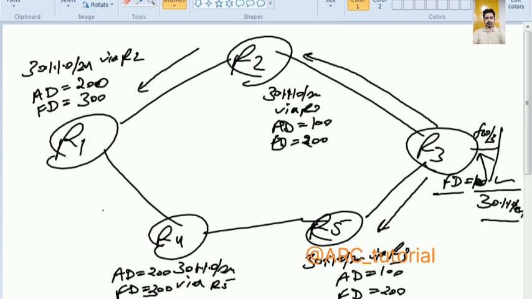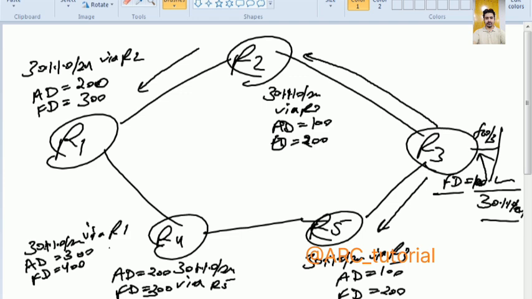So when R1 gives this update to R4, R4 will receive the update that to reach 30.1.0/24 via R1, the AD is going to be 300. Let's say the FD has now become 400. So this time, try to understand, R4 has two possible paths to reach this 30 prefix: one via R5, one via R1.